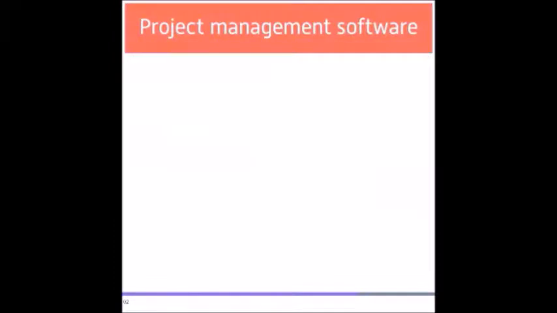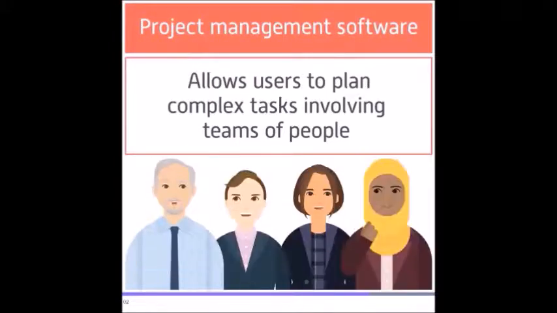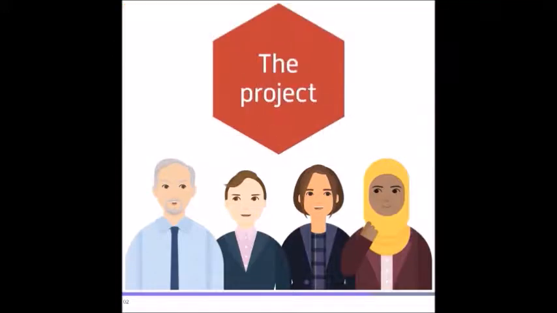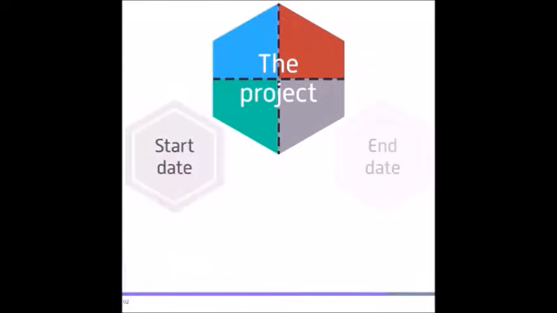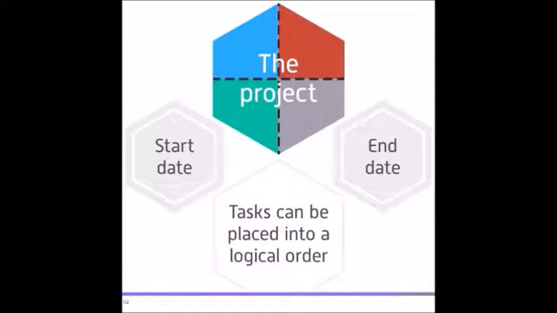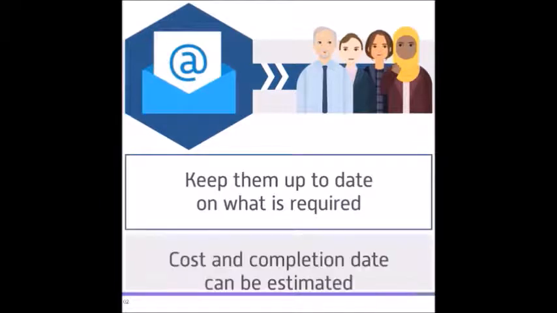Project management software allows users to plan complex tasks involving teams of people. The project can be broken down into pieces, with each piece being assigned to a person or a team. A start date and an end date are assigned, and tasks can be placed into a logical order. Emails can be sent to team members to keep them up to date on what is required of them, and the cost and completion date can be estimated.